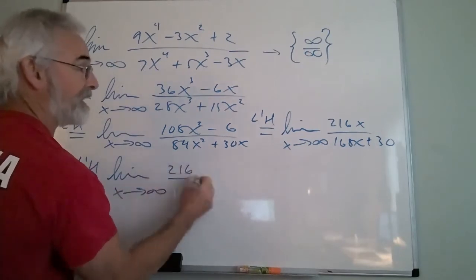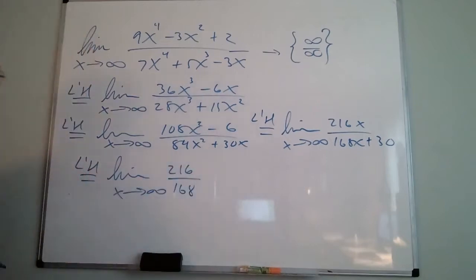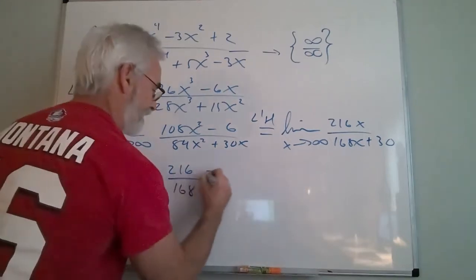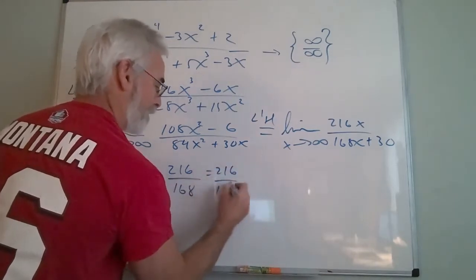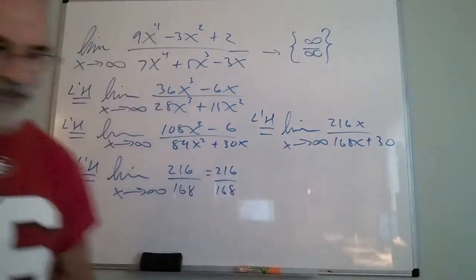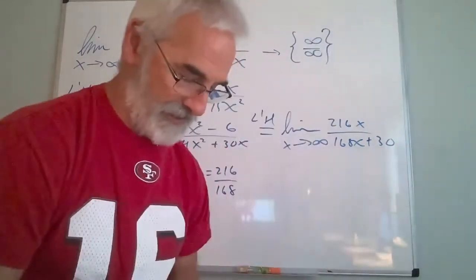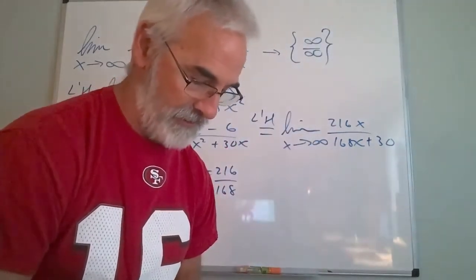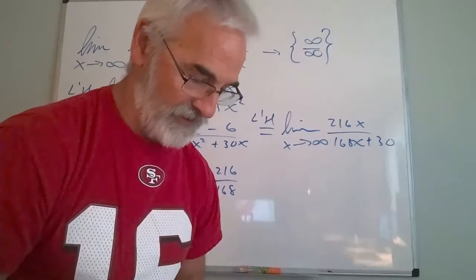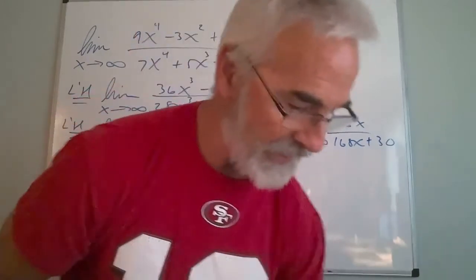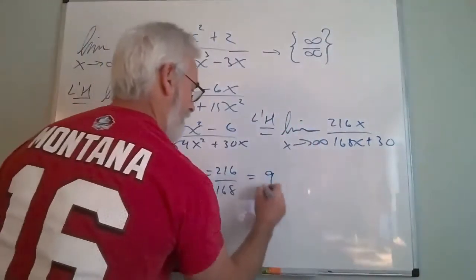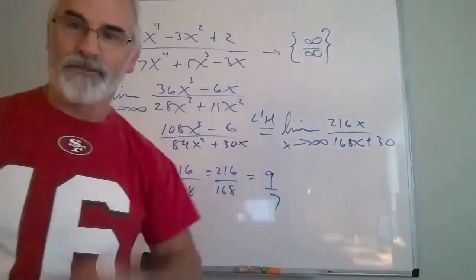Now it's 216 over 168. Now I have the limit of a constant. The limit of a constant is the constant. Great. 216 over 168. Can I reduce that bad boy? Well, let me use my fraction key. All right. So everything we said was true and correct. And my answer is 9/7.